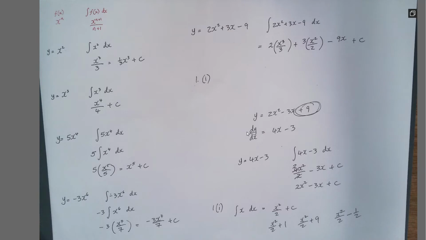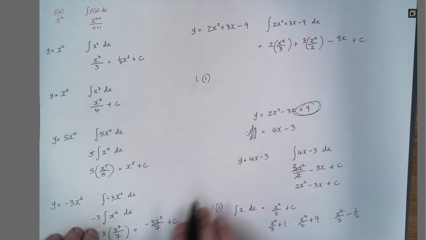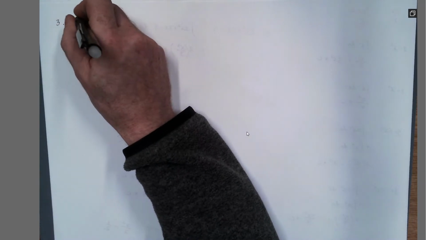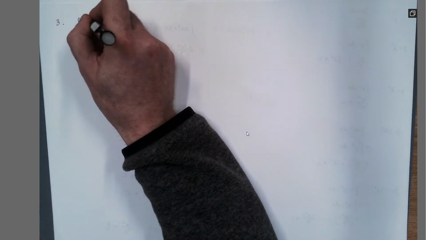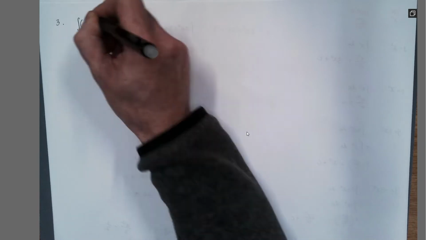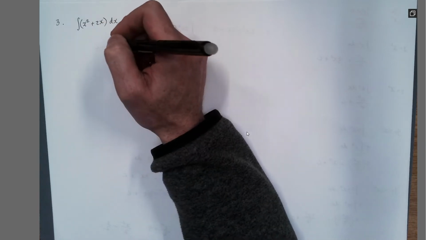Let's see three functions whose antiderivative is the same. So x squared over 3, okay, write it as x squared over 3, whose antiderivative is the integral of x squared plus 2x dx.